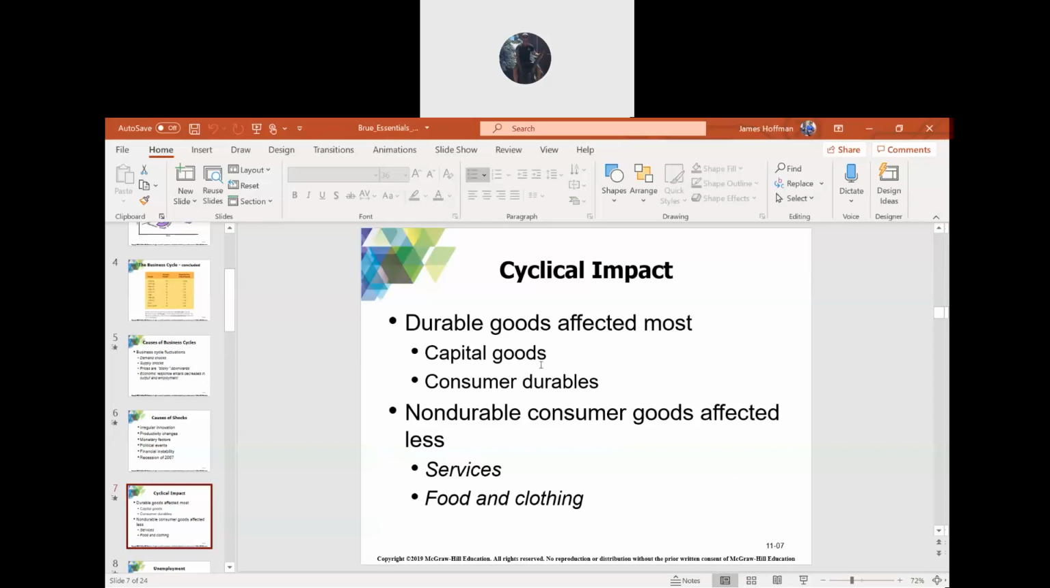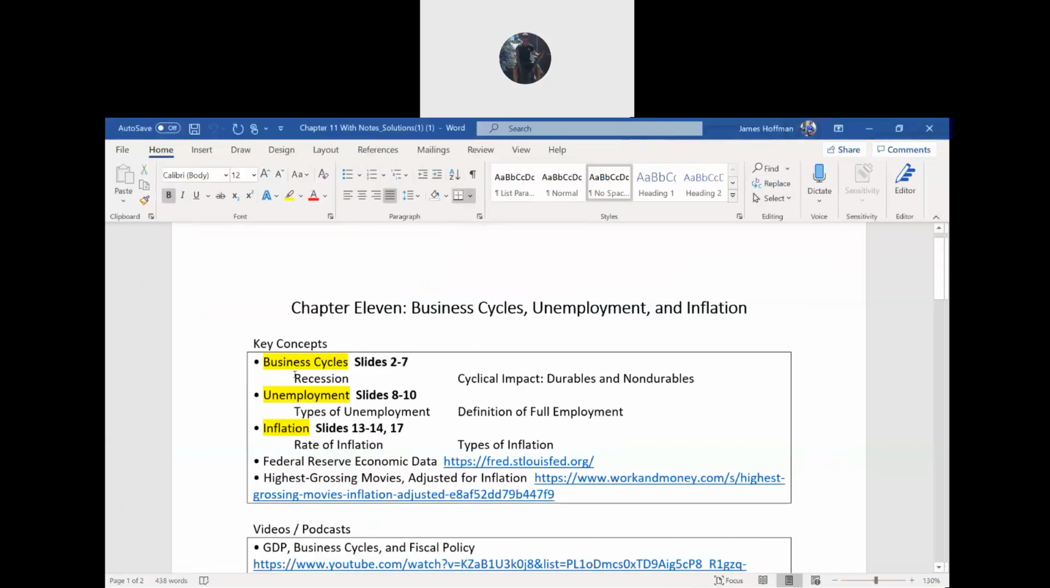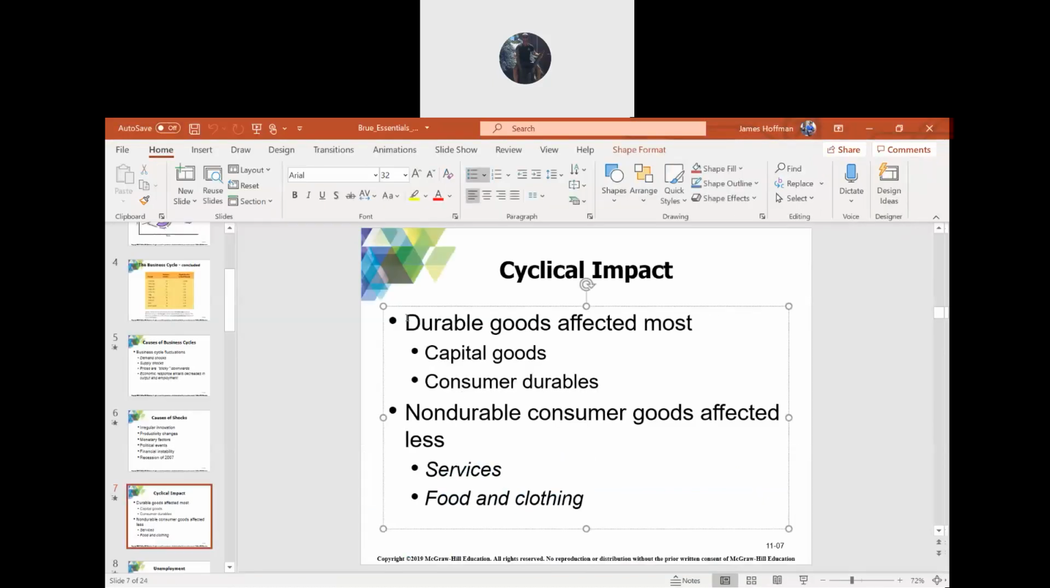Okay, and so normally this is what happens. Normally during a recession, the things that are hit the most are durables and non-durables. What you see is that capital goods and consumer durables like cars and houses go way down, but we're actually not seeing that. I think the automobile sales market is doing surprisingly well, and so is the housing market.